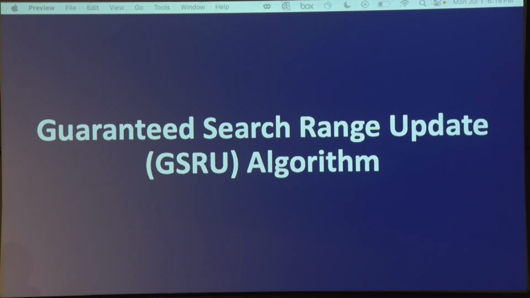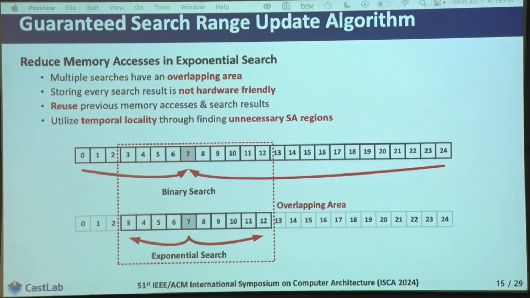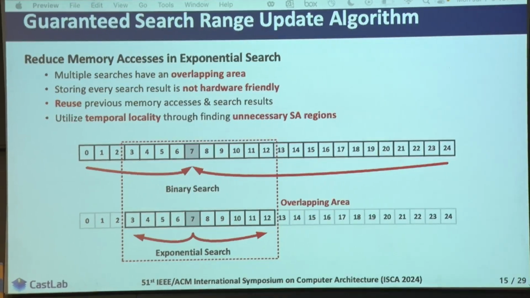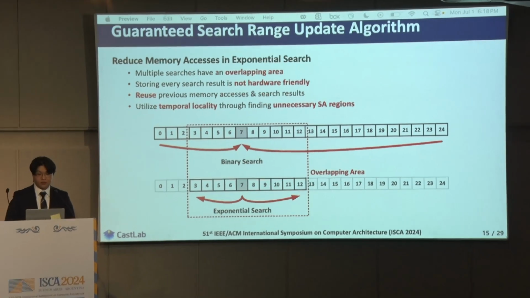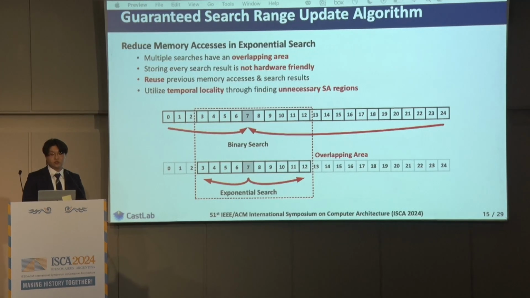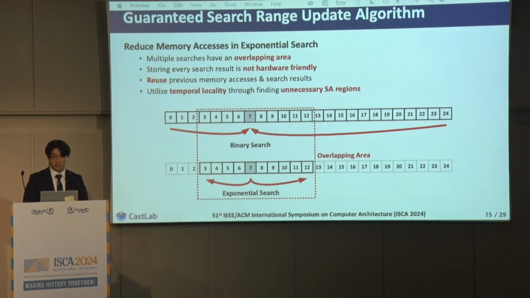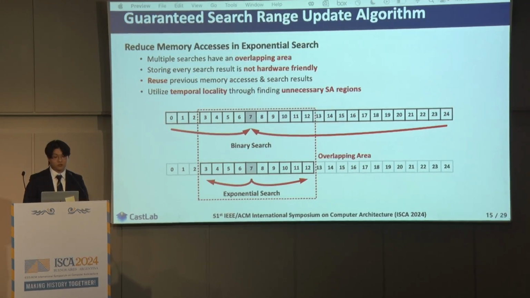Next, we developed the GSLU algorithm. During multiple searches, there are overlapping search areas which can take advantage of temporal locality. However, storing every search result is not hardware friendly. So by tracking the search region during binary search, the GSLU algorithm finds unnecessary search regions during the exponential search to reduce memory accesses.